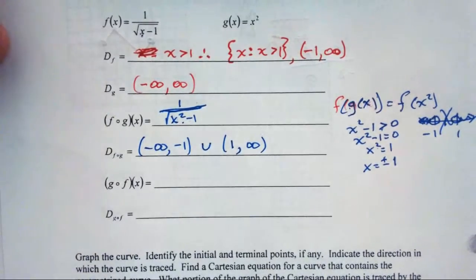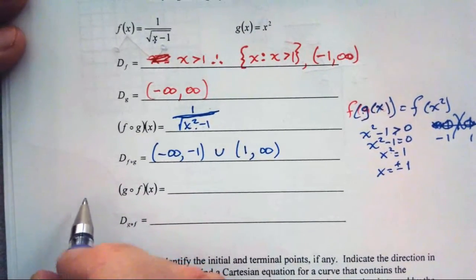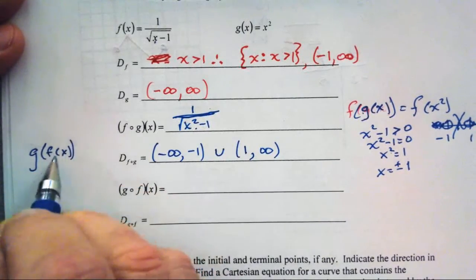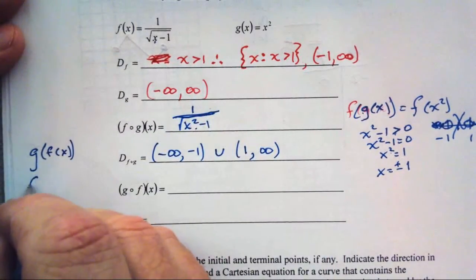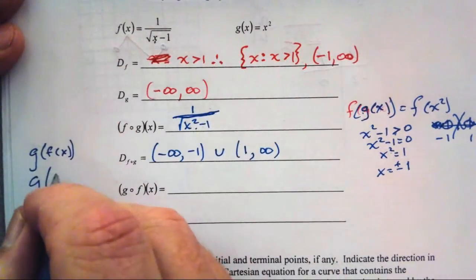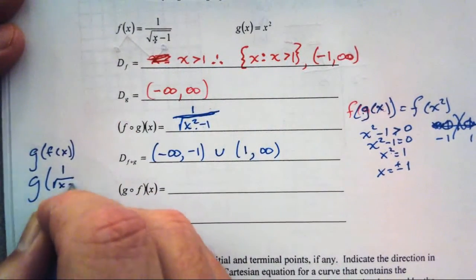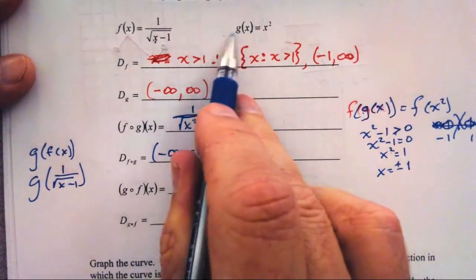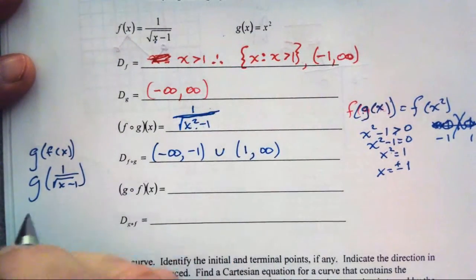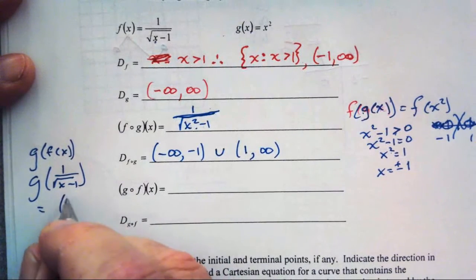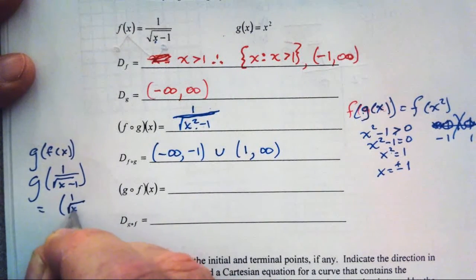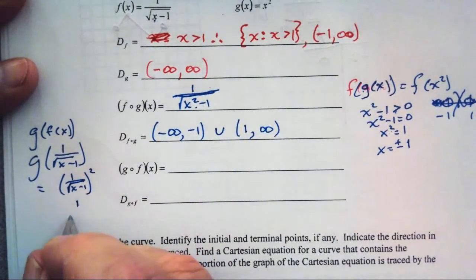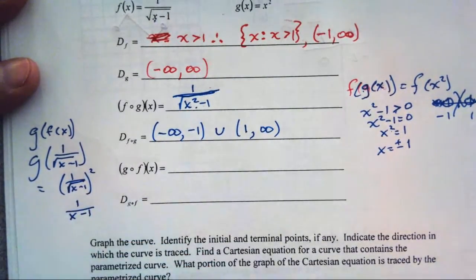Okay, g of f of x. I'm going to come over here because I got a little bit of room. That is g of f of x. I put x into f and I get this. Explicitly tells me it's 1 on square root of x minus 1. And then g of x, g is a factory that takes things, doesn't care what they are, squares them. So I get 1 on square root of x minus 1 squared. And I get 1 on x minus 1.